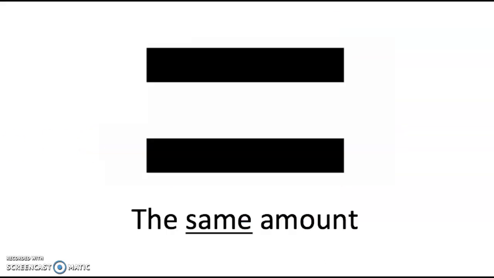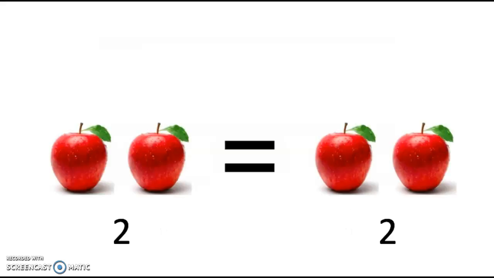So let's get back to the word of the day, equals. When we say something is equal, we say that we have the same amount. Let's look at apples, a number of apples that are equal. On this side of the equal sign, I have 2 apples. On this side of the equal sign, I have 2 apples. 2 is the same amount as 2, so I can say the number of apples I have is equal.